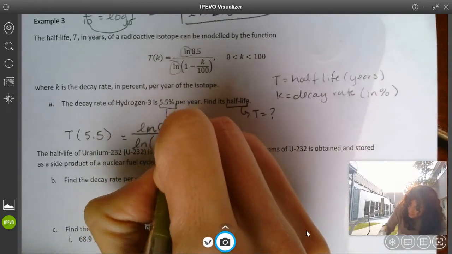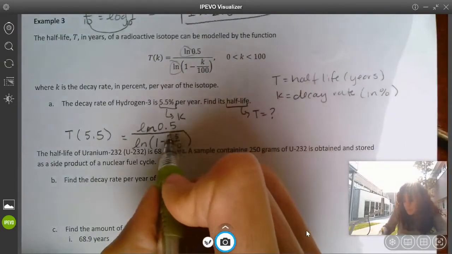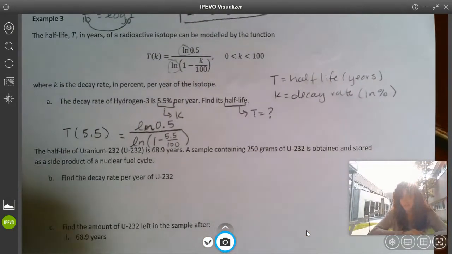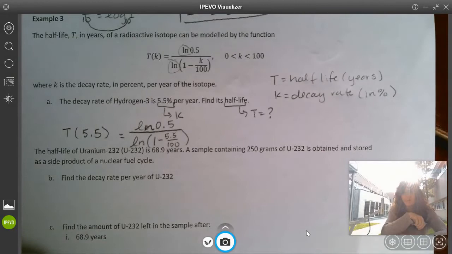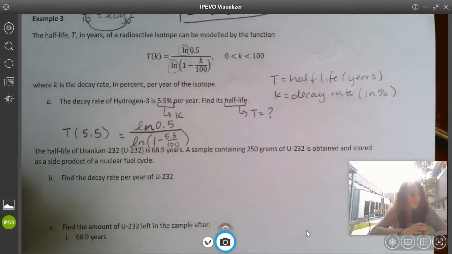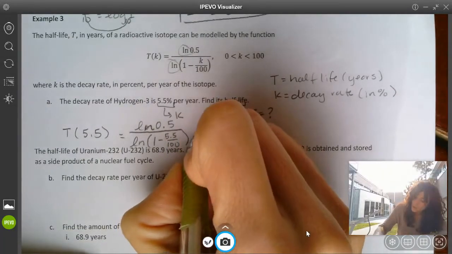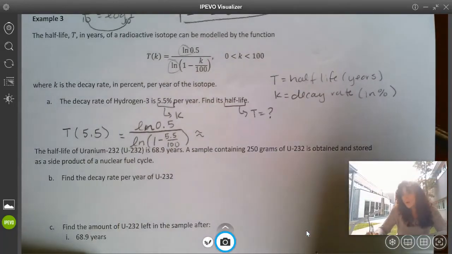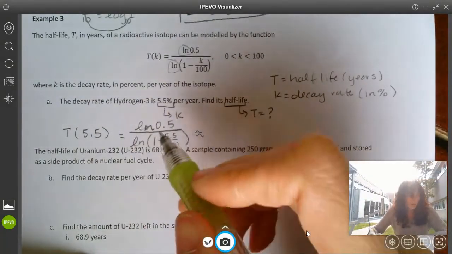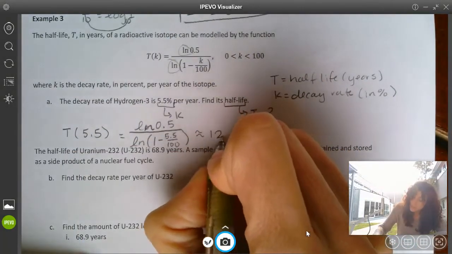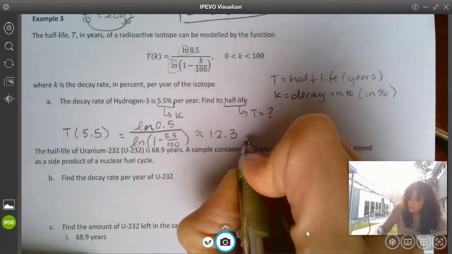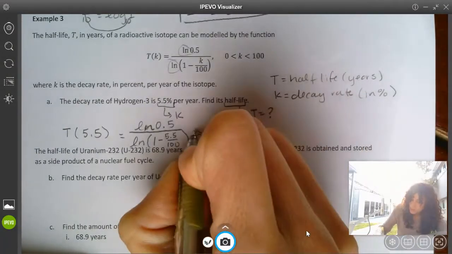Notice we could leave it in percent in our unit of measurement because it already divided out 100 to turn it into the decimal form of 5.5%. So the function already encapsulates what's going on there. Okay, so if you put this into your calculator and just press enter, it's 12.3. Our unit of measurement is years.